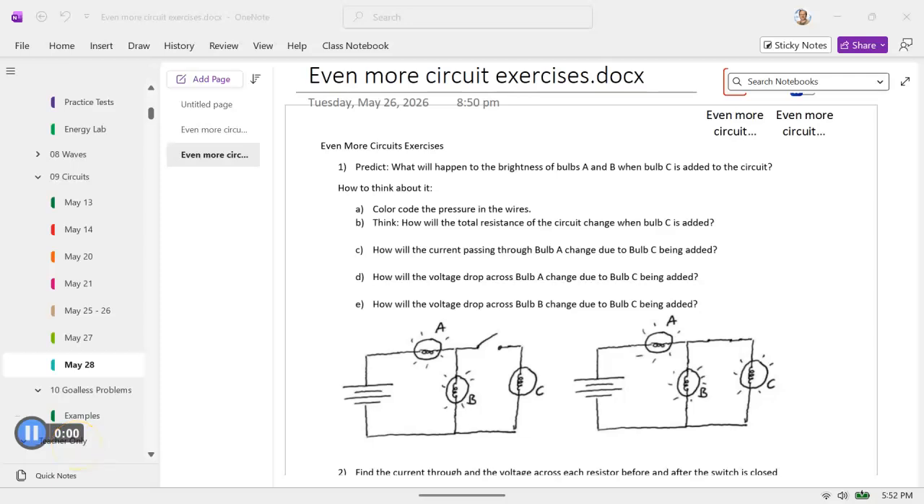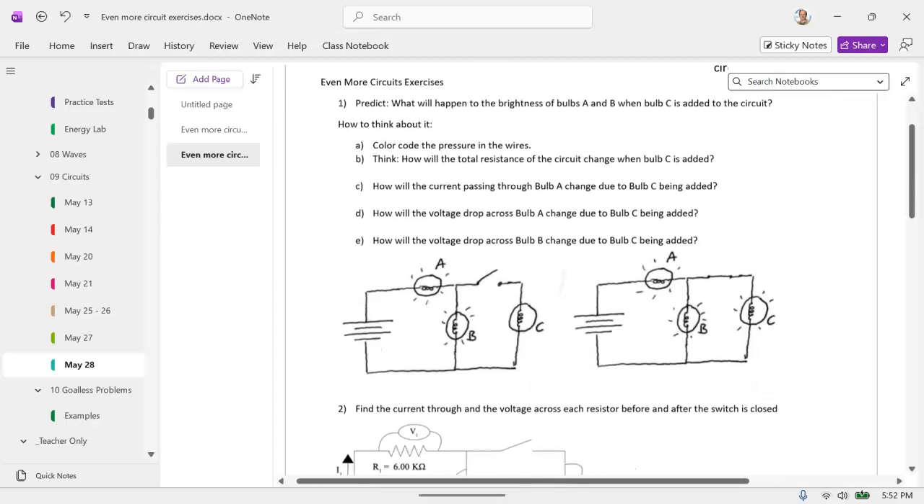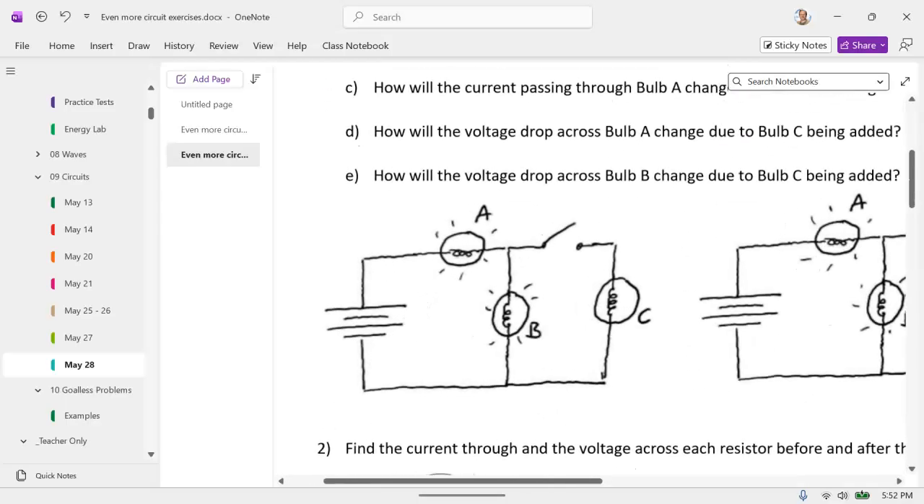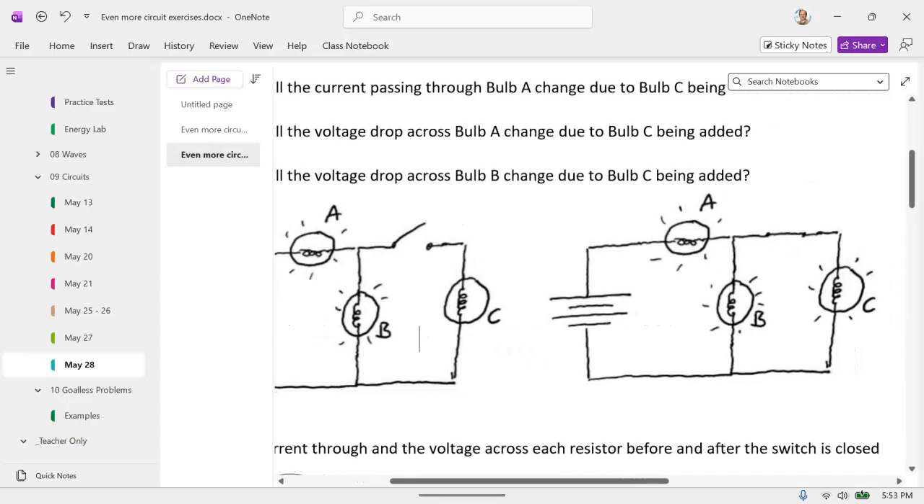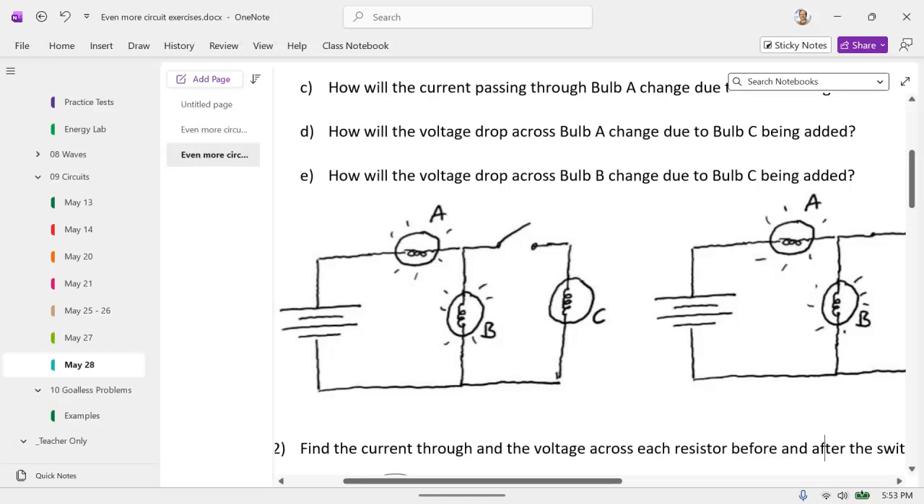Go over the solution to question 1 of even more circuit exercises. We have a circuit with 3 light bulbs and there's a switch. When the switch is open, bulbs A and B are in series. When the switch is closed, bulb C is added in parallel with bulb B. What will happen to the brightness of the bulbs?